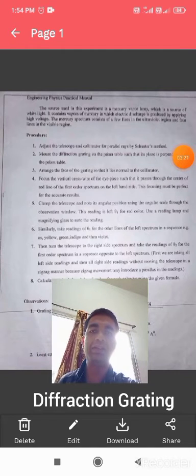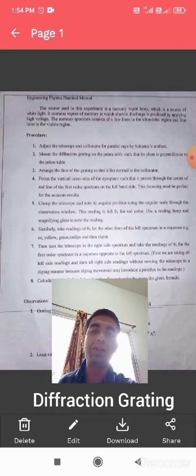And let's read the procedure. First point is adjust the telescope and collimator for parallel rays by Schuster's method that you have studied in 12th standard. The second one, mount the diffraction grating on the prism table such that its plane is perpendicular to the prism table. The third point, arrange the face of the grating so that it lies normal to the collimator. Then fourth point, focus the vertical crosswire of the eyepiece such that it passes through the center of the red line of the first order spectrum on the left hand side. This focusing must be perfect for an accurate result.